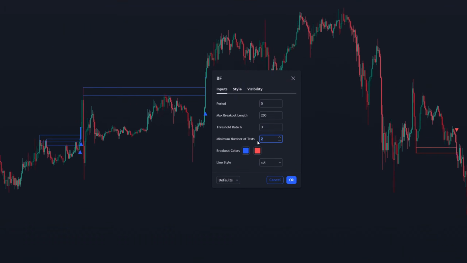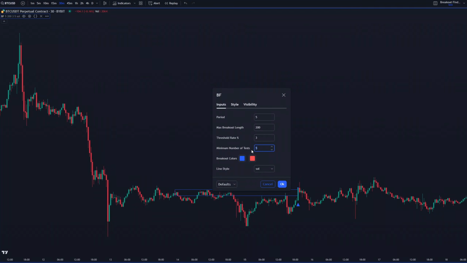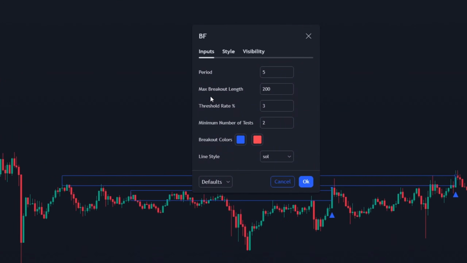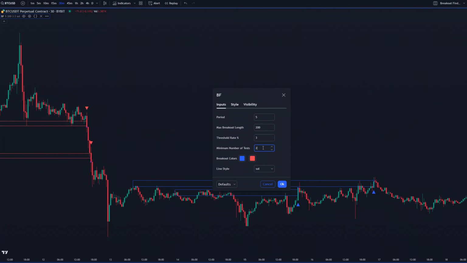If we change here, let's say, 5 number of tests, our breakout zone will be retested many times. The indicator will produce fewer trades, whereas if we set here, let's say 2, we will have a greater number of trades, because we need only 2 retests. Same applies for the max breakout length, which basically determines the length of these boxes. It's up to you how to set this indicator, but as you can see, the wider these numbers, the fewer trades this will produce.